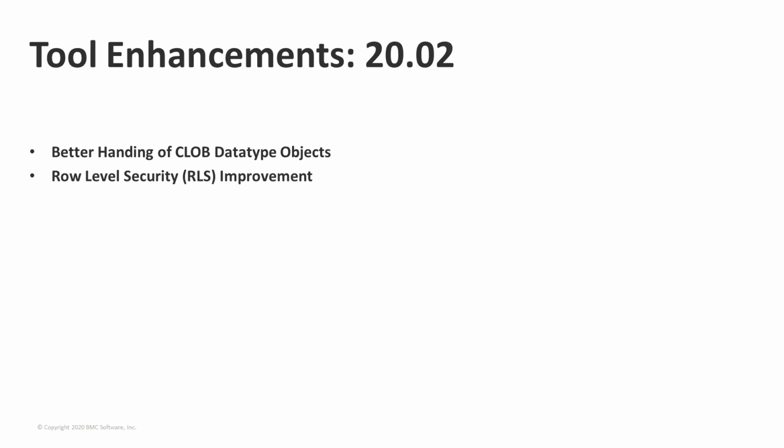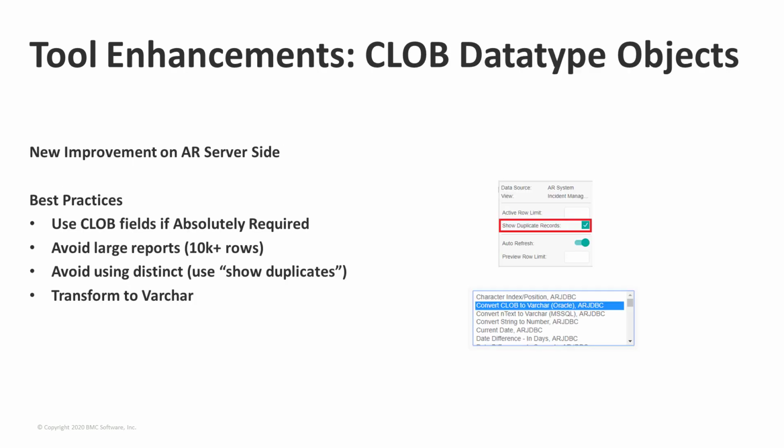And also, I'll talk about the top enhancements related to report creation on 2002. So we have two in this category. We have a better handling of the CLOB data type objects, and also there's a very good enhancement on the role level security. Let me speak of this first.